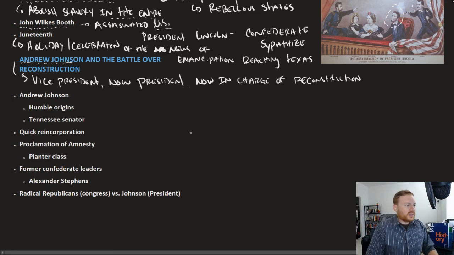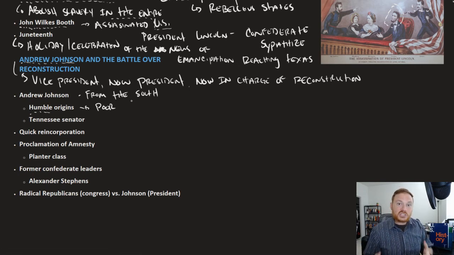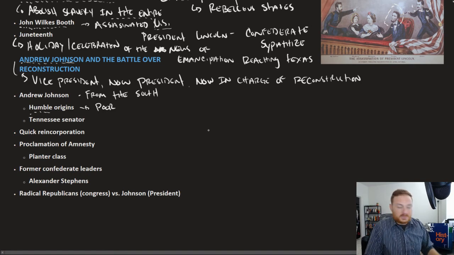A little bit about Andrew Johnson. He was from the South. This is very important, from the South. He had very humble origins growing up. He grew up very poor, unlike many of his contemporaries. This was a guy involved in Southern politics, and Southern politics were more or less dominated by the plantation-owning class. Johnson was not from that class. He was from very poor, humble origins, eventually becoming a senator from Tennessee who, despite the fact that Tennessee seceded, so Tennessee was a southern state that sided with the Confederacy, Johnson remained loyal to the Union.